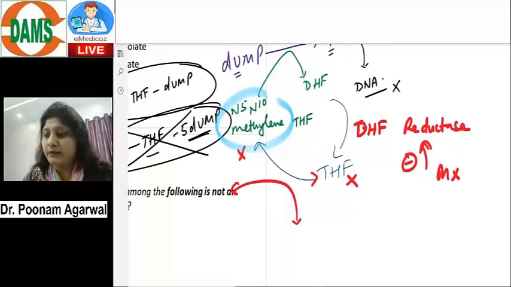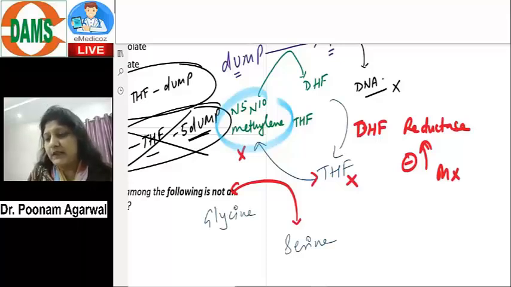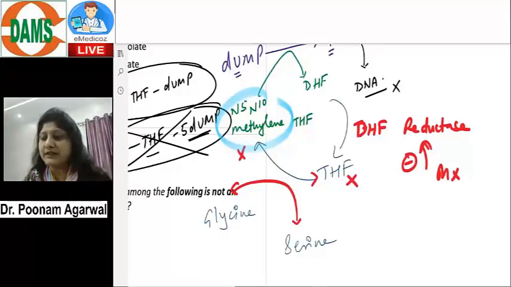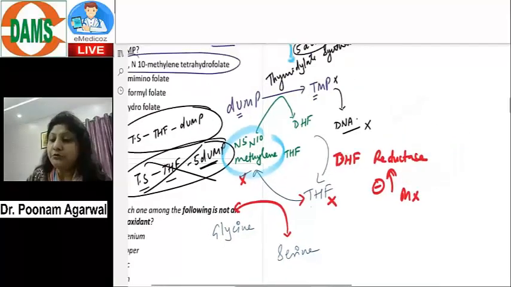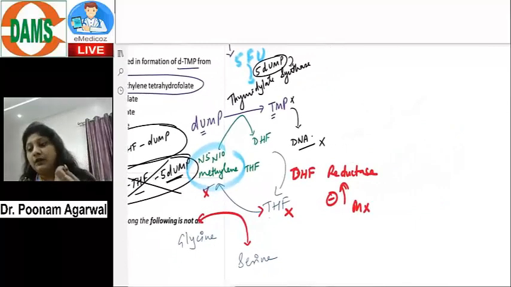For this, you should know we have serine metabolism, which is converted to glycine. Serine is converted to glycine, and in this process, the THF is converted to N5 and 10-methylene THF. So now you have to understand the role of methotrexate as an anti-neoplastic drug.